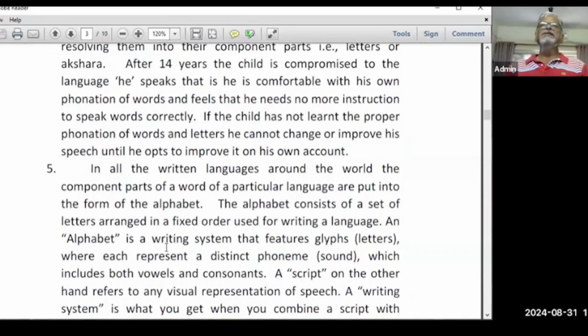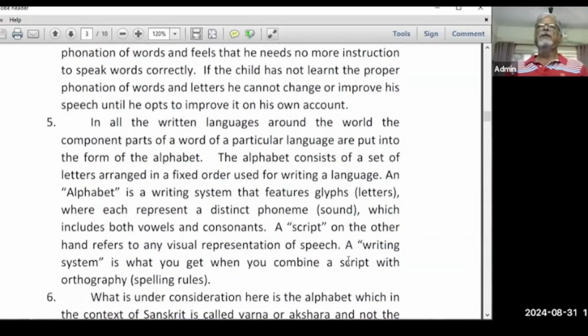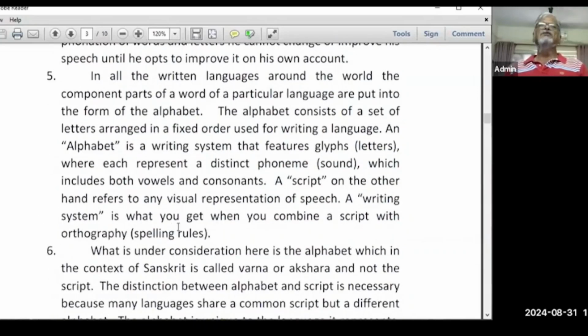An alphabet is a writing system that features glyphs, letters, where each represents a distinct phoneme or sound, which includes both vowels and consonants. A script, on the other hand, refers to any visual representation of speech. A writing system is what you get when you combine a script with an orthography, that is, spelling rules.